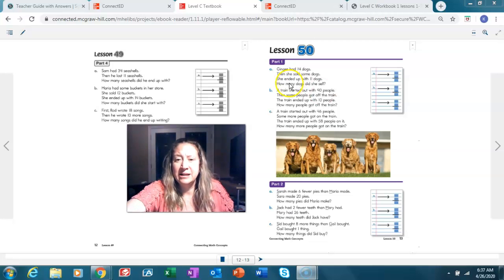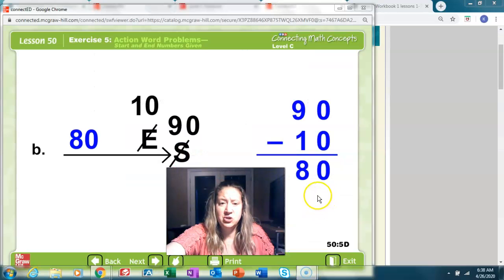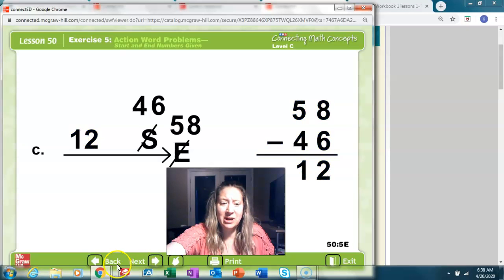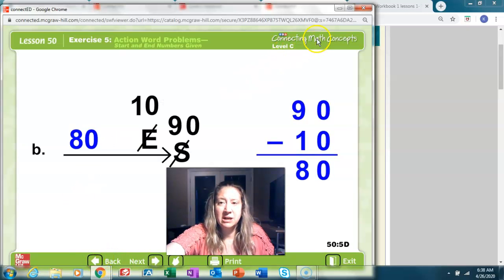Then let's look at the other number sentence. The train ended up with 10 people. So that tells us about E. Go ahead and replace E. If we have the big number and the small number, you're going to go ahead and write down your problem. Did you guys get 80 as the answer? If so, good job. Next, we're going to go on to problem C.